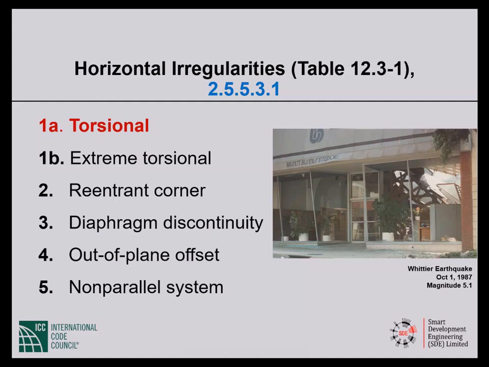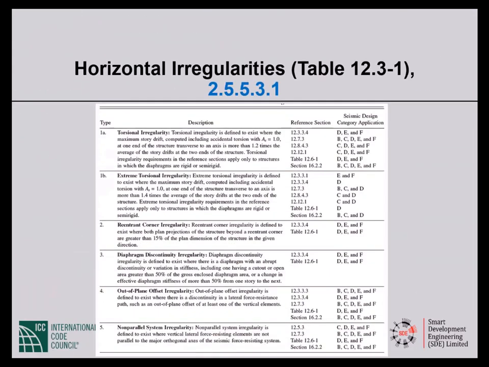Okay, now I will take the horizontal irregularities one at a time and share with you what it is that we are required to do in design. So this is the actual table of horizontal irregularities in ASCE 7-05. These are the descriptions of the different types, 1A, 1B, etc.